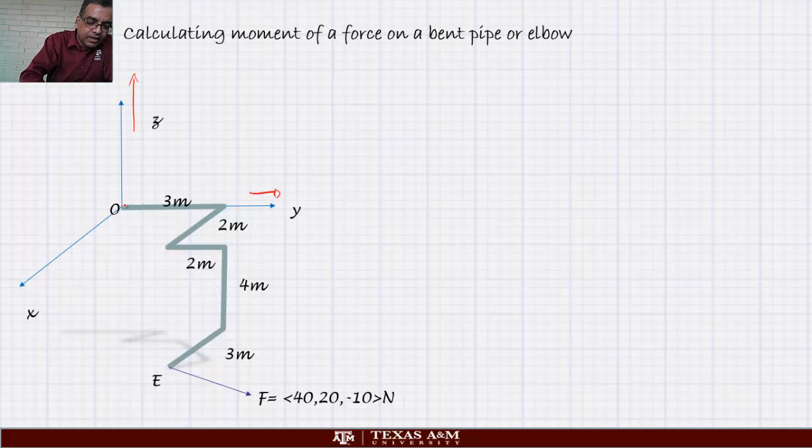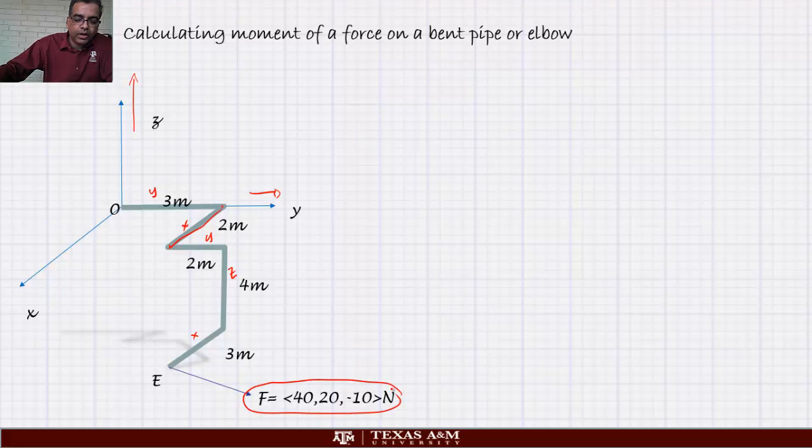And what is happening is that I have a bent pipe. This is along the X axis. This is along the Y axis, up to this point, and from here to here is along the X axis. This is along the Y, this is Z axis, this is X axis, and you can see I've drawn the shadow so that you can visualize this. And then at the tip there's some force, and I've given you the force vector 40, 20, minus 10 newtons.